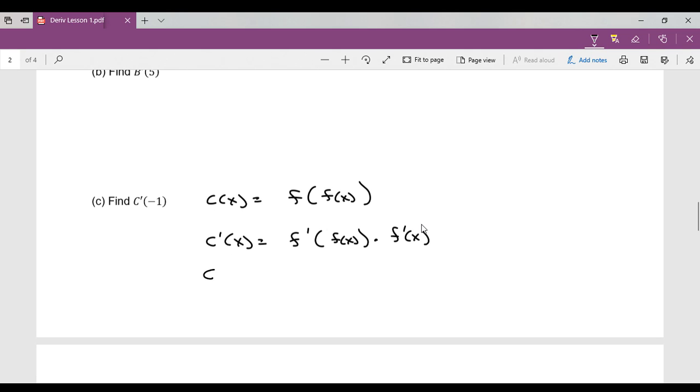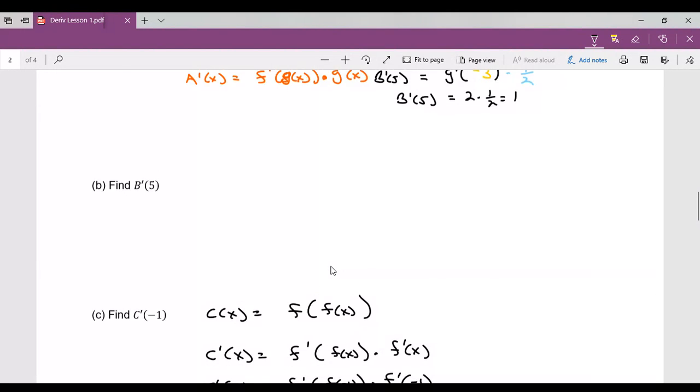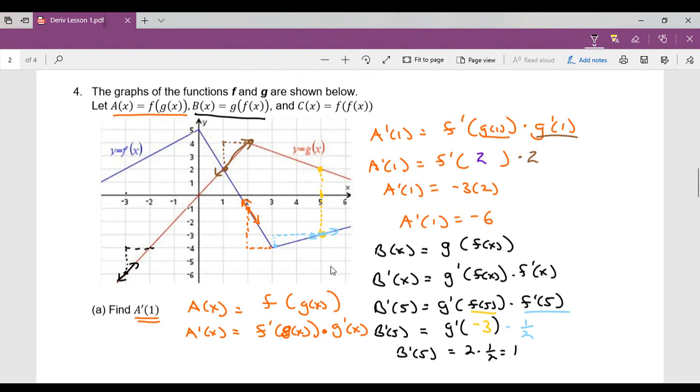So now if I want c prime of negative 1, that would be f prime of f of negative 1 times f prime of negative 1. So let's go do these. So first off, f of negative 1. Well, again, I got to go to negative 1. I got to go to my f graph. It looks like that f of negative 1 is 4. What about f prime of negative 1? Well, that would be the slope of that tangent line. And that looks like that's up 1 over 1. All right, so it looks like that's just going to be 1.